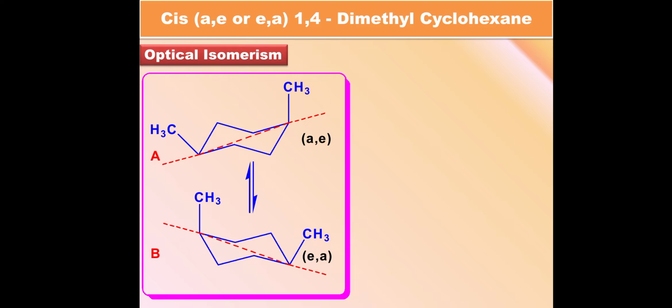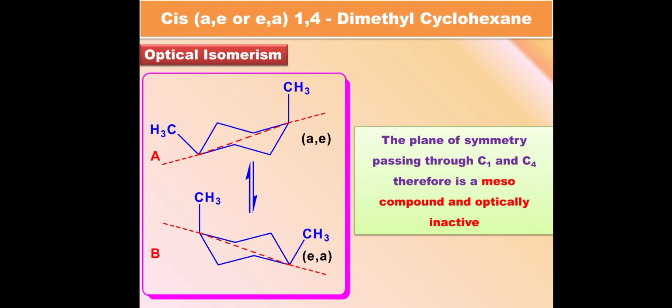If you look at the optical activity, there is a plane of symmetry passing through carbon number 1 and carbon number 4, either in axial-equatorial or equatorial-axial. In both conformations of 1,4-dimethylcyclohexane, there is a plane of symmetry passing through carbon number 1 and carbon number 4, and therefore it is optically inactive. So cis axial-equatorial or equatorial-axial 1,4-dimethylcyclohexane is optically inactive.